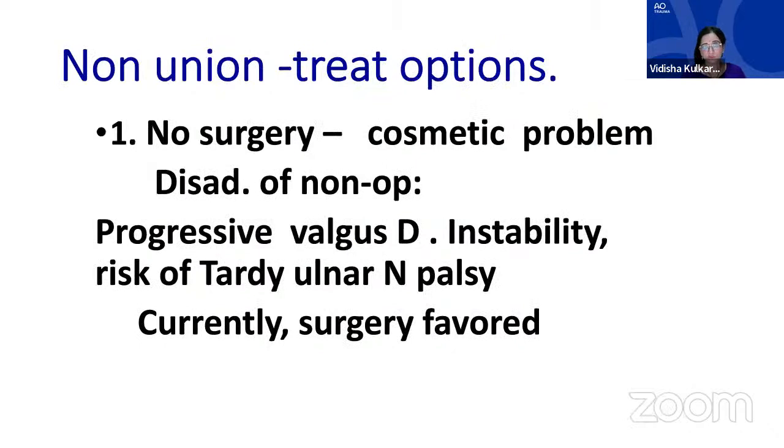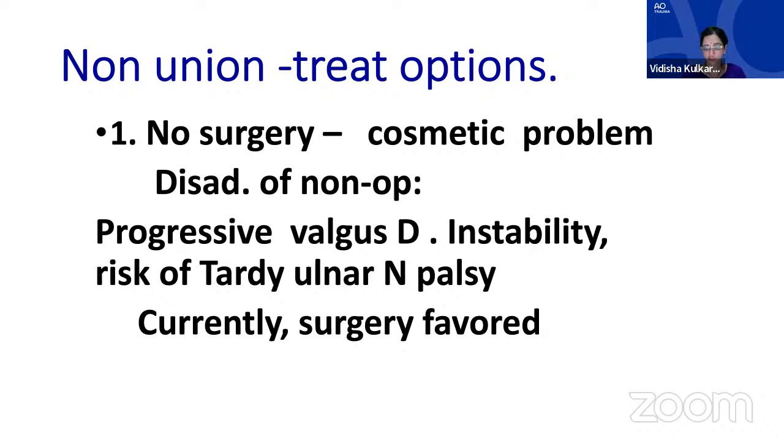So there are 4 treatment options, like conservative treatment, but no surgery can have the disadvantage of progression of the valgus deformity, sometimes instability if the valgus angle is severe, and there is always a risk of late onset ulnar nerve palsy. So currently surgery is favored.